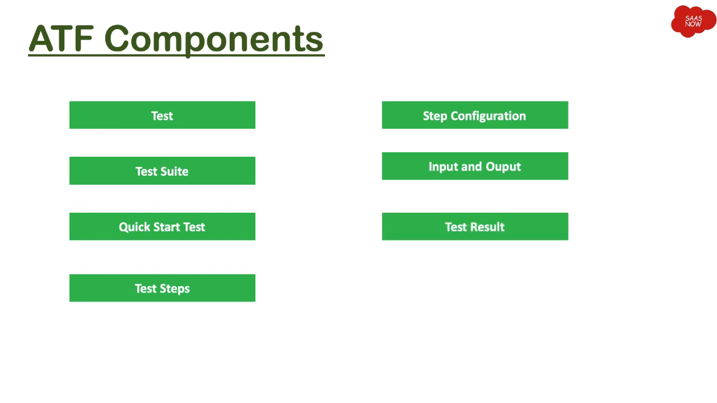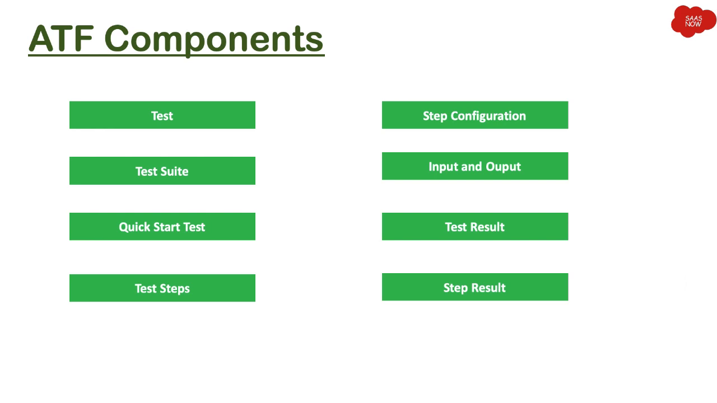Another component we have is test result. That means whatever test you are running, what kind of result you are going to get. That is the test result. There is also a specific table for it. And that table is sys_atf_test_result. You will definitely talk about different tables involved in ATF. That's one of the sections we have. And that is test result.